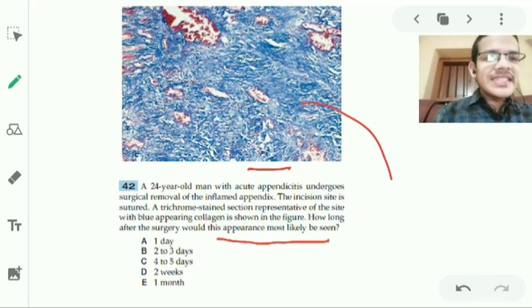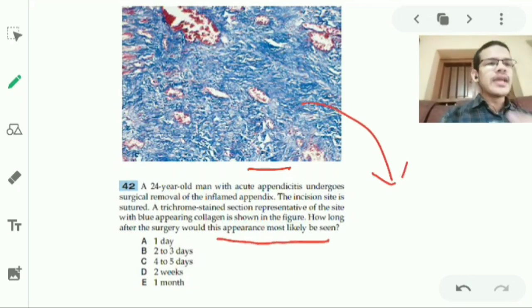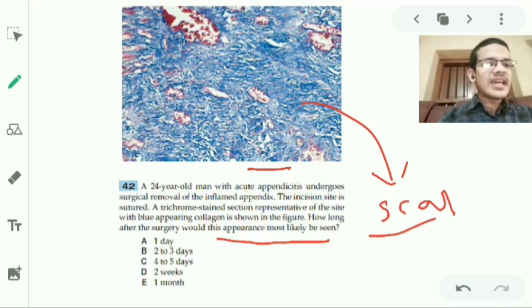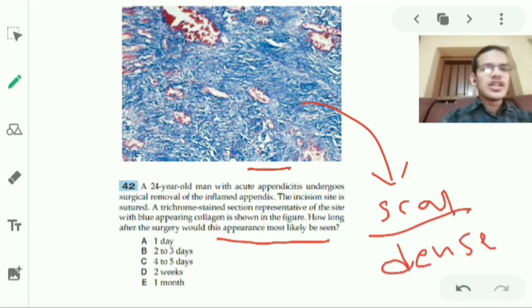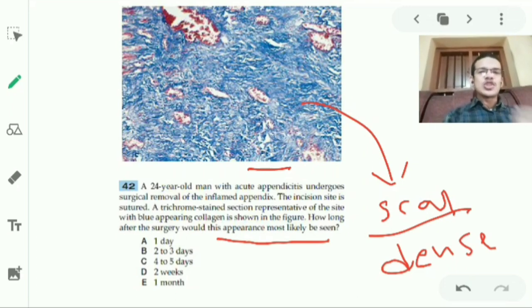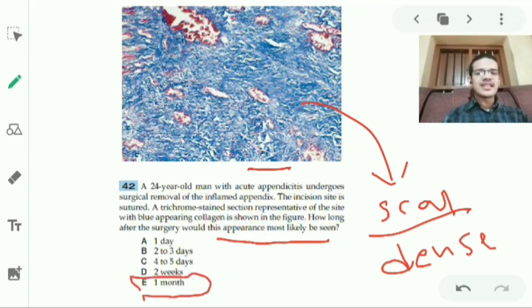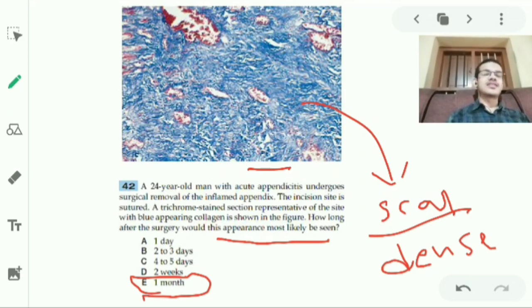So what you can see here is a scar tissue. Again, this diagram has been discussed in the previous session. This is the scar tissue which has dense collagen. So this almost shows that the wound healing is approaching the final step. So in the following options, 1 month would be the right answer. The timeline of wound healing has been discussed in the previous question, so I guess it will be easy for you to understand.